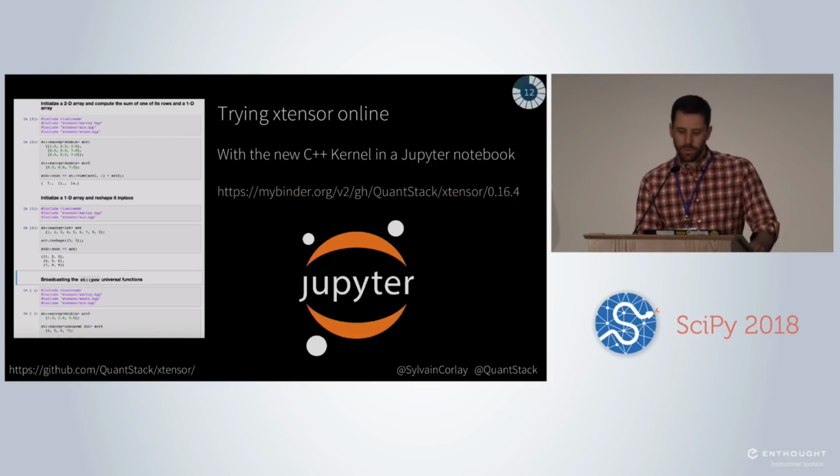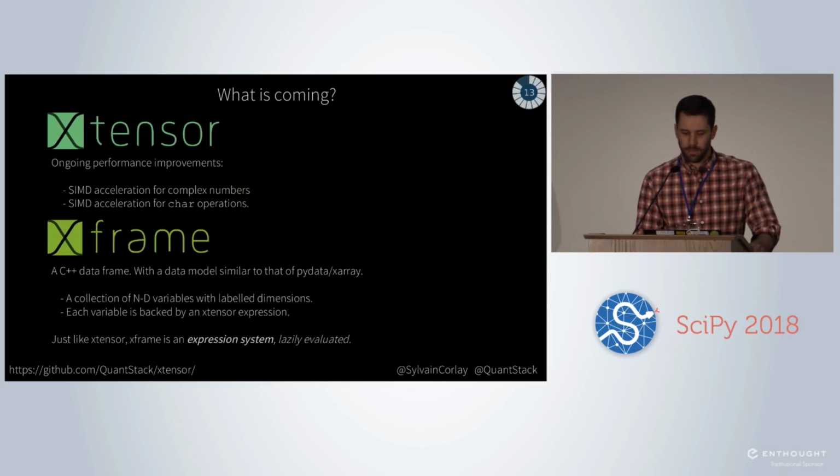You can try xtensor online with a new C++ kernel in a Jupyter notebook. So there is a Binder for xtensor, so check it out. It really provides an API and an experience that's similar to that of NumPy in a Python notebook.